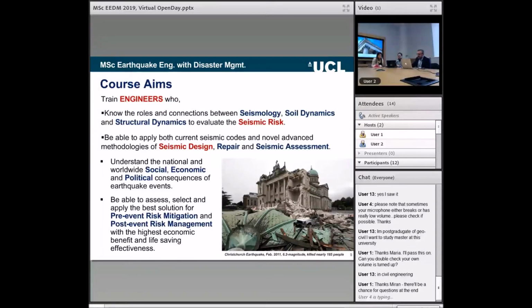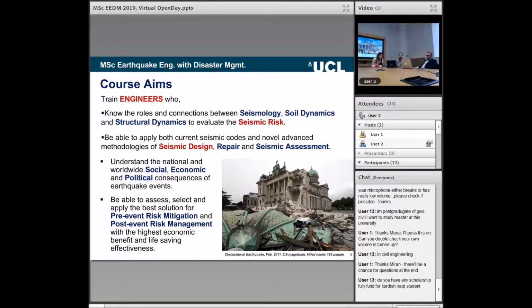Going to the next slide. So the course aims to train engineers. These engineers will have a good knowledge of seismology, soil dynamics, and structural dynamics in order to evaluate seismic risk. They're able to design structures, steel, concrete, masonry, timber, any of them, to the current seismic codes, as well as some novel advanced methodologies, which are not very common currently, but they will be in the future.